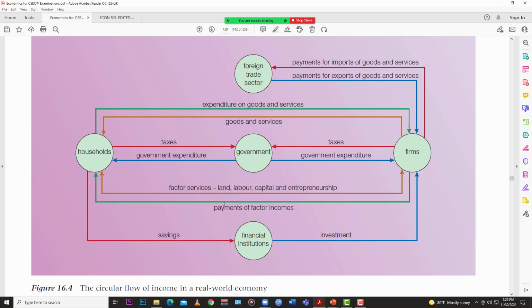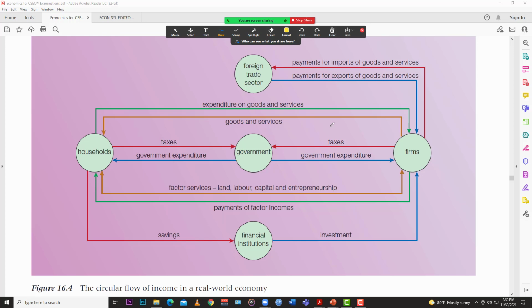Now, the lines represented in red represent the leakages, leaks out of the flow. Income that could have been in the flow, but it has leaked somewhere else. For example, households and firms both have to pay taxes to the government. And taxes are a form of leakage from the circular flow, because think about it this way. What would you have done with the money that you pay in tax as the household? You would have spent it on goods or services from the firm.